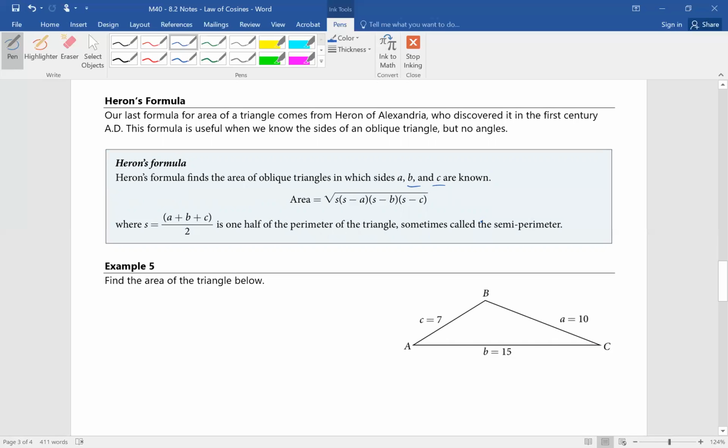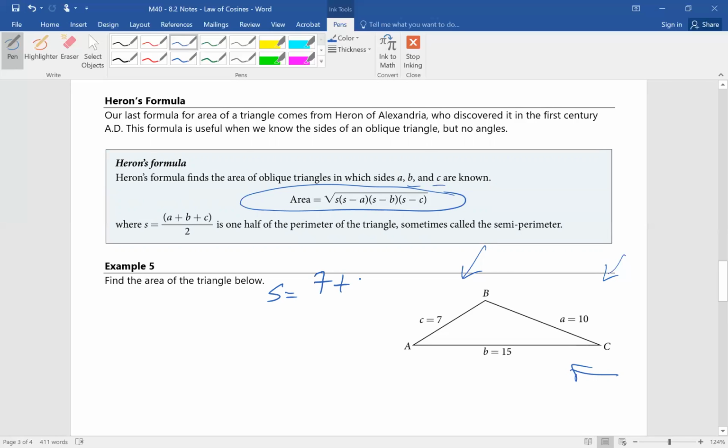If you have the area of a triangle, the area is given by this relationship where a, b, and c are the sides of the triangle. It does not matter what the letters are called, as long as you have the three sides and put them in somewhere. Then you're going to have to figure out s, where s is one half the perimeter of the triangle. So if I wanted one half the perimeter of this thing, you add them all up.